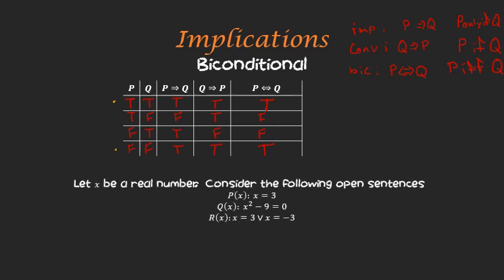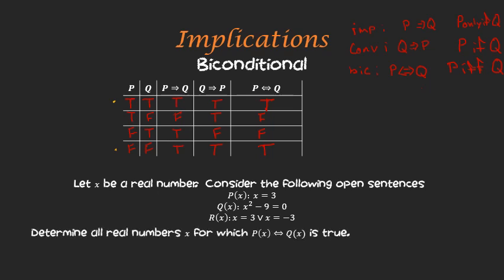So let's go ahead and look at an example. I'll give you these three open sentences where X is a real number. And we'll just go through a couple different biconditionals involving these and figure out when they're true. So P of X if and only if Q of X: X equals 3 if and only if X squared minus 9 equals 0.